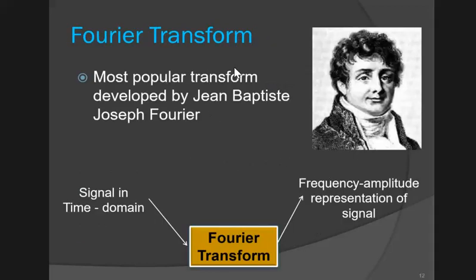The Fourier transform was proposed by the scientist Jean-Baptiste Joseph Fourier. He was a French scientist. And what happens when we pass a signal through a Fourier transform? We get the frequency amplitude representation of that signal. Earlier it will be a time signal in the time domain, then after passing through a Fourier transform, we will get a frequency amplitude representation of the signal.